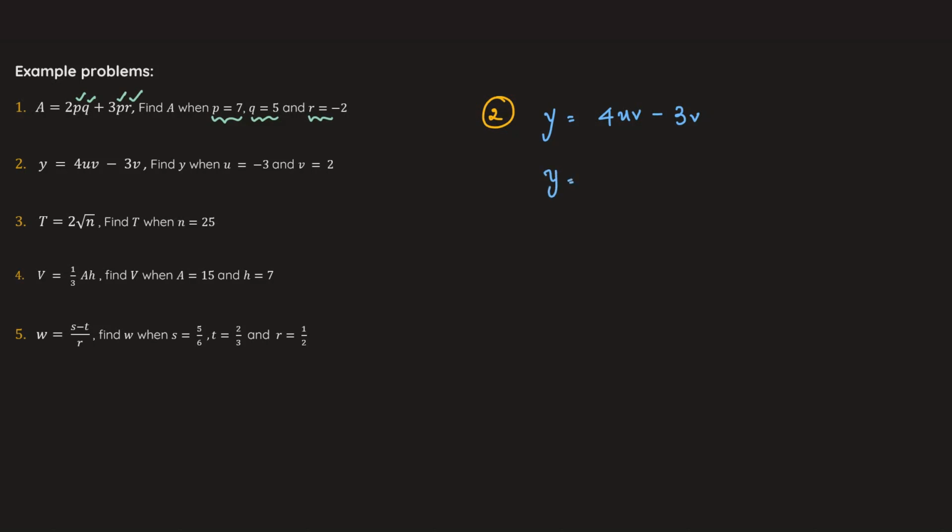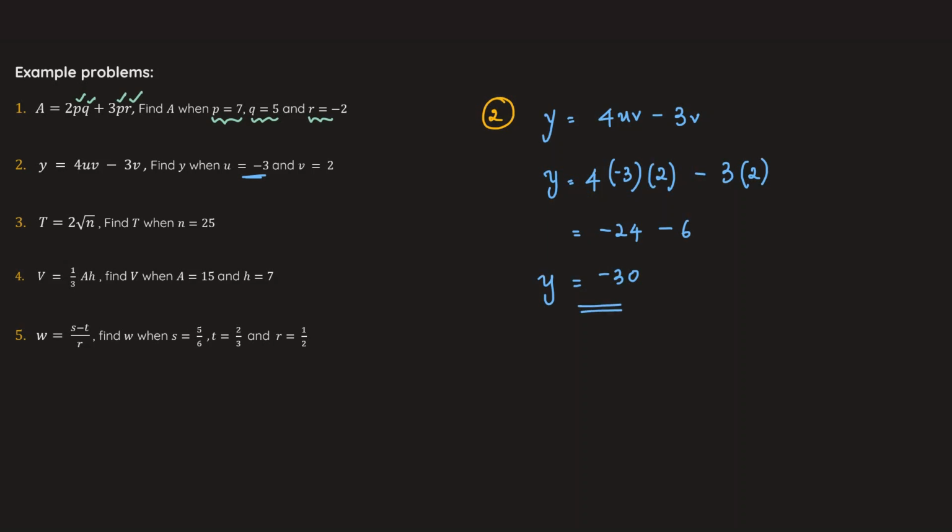Y is equal to 4 times the value of u that they've given, which is negative 3, times v, which is 2, minus 3 times v, which is 2. We know that these are all multiplied. So 4 times negative 3 times 2 is negative 24. And on this side, we have negative 3 times 2, which is negative 6. So y is equal to negative 24 minus 6, which is negative 30.